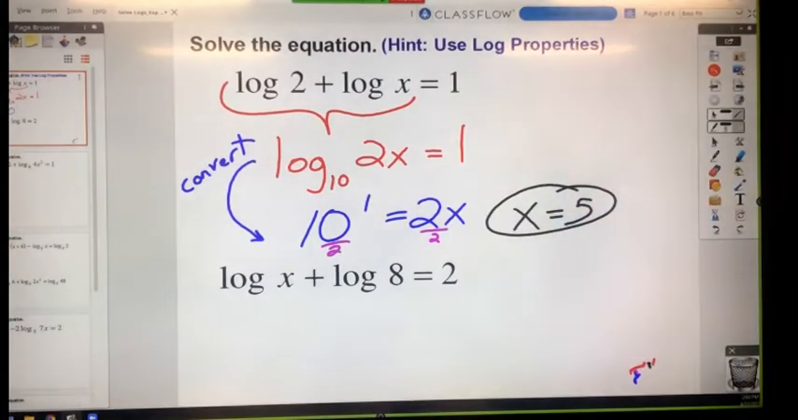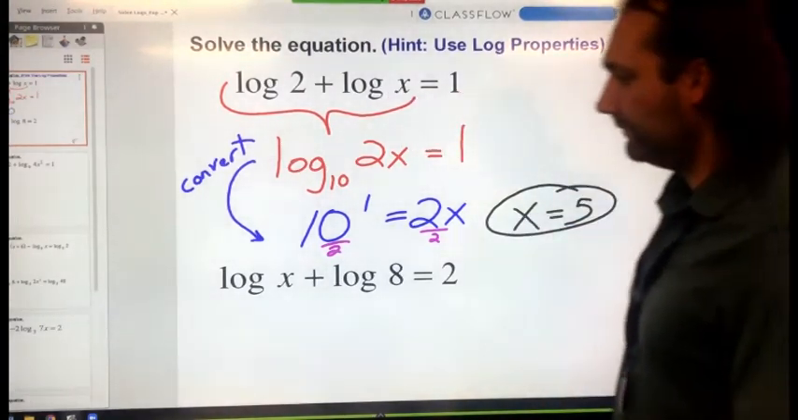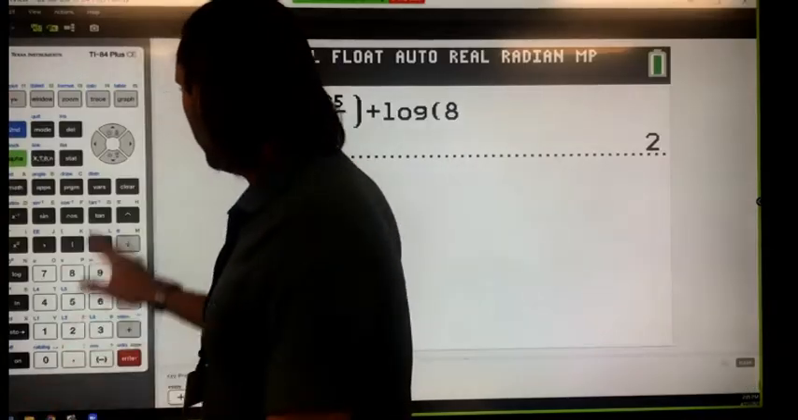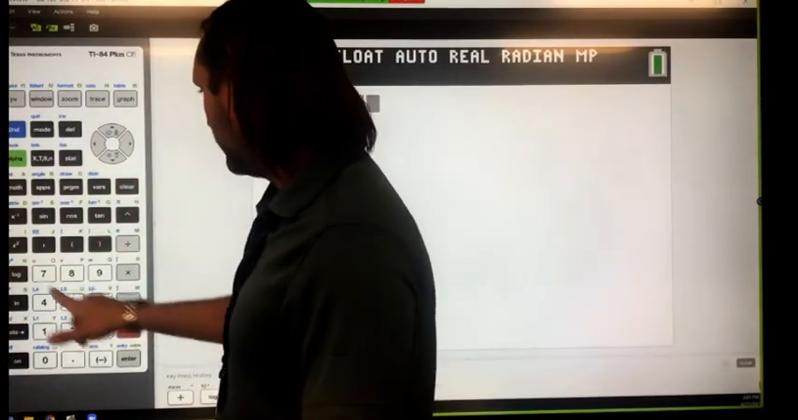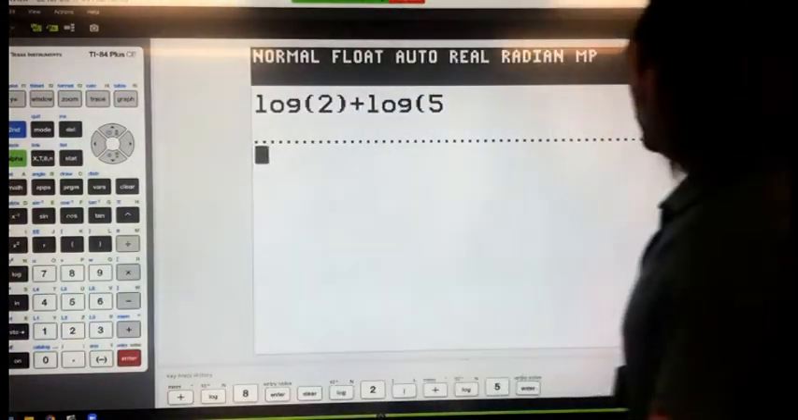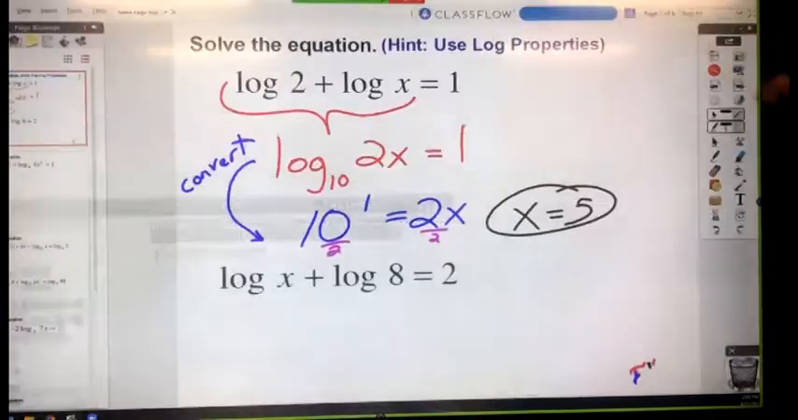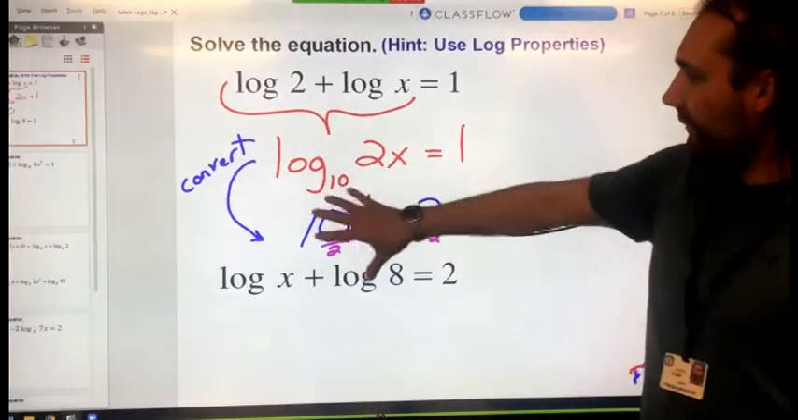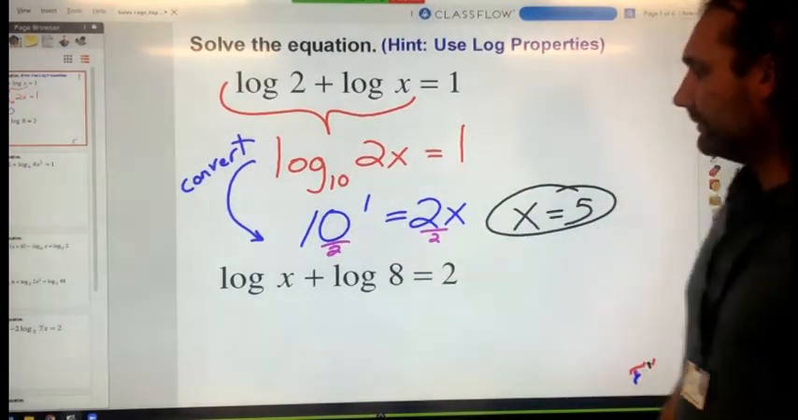Now remember, with logs, we need to make sure we check our work. Does log 2 plus log 5 equal 1? Kind of a weird thing to see. So let's make sure we check log 2 plus log 5. What do you know? It does equal 1. So I verified that x does in fact equal 5. So notice I've used 2 things we've learned so far: how to convert and how to use our log properties.